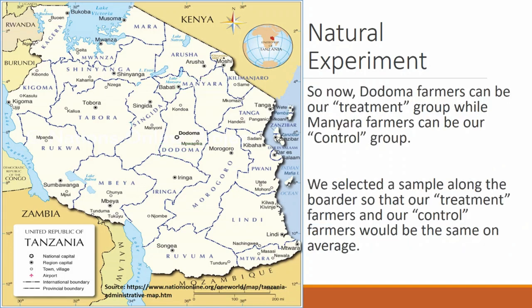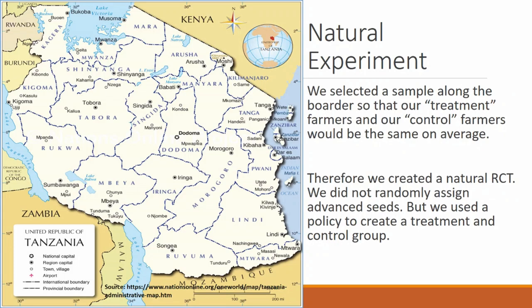Okay, so now Dodoma farmers can be our quote treatment group, and Manyara farmers can be our quote control group. We selected a sample along the border, if you remember, so that our treatment group farmers and our control group farmers could be considered the same on average. All right, and so that was kind of our sneaky experimental design that allowed us to have a meaningful natural experiment that really mimics randomization. All right, so that's what we did. And so because of that, we've basically created a natural RCT. We did not randomly assign advanced seeds, but we used a policy to create a treatment group, kind of a natural treatment group and a natural control group.